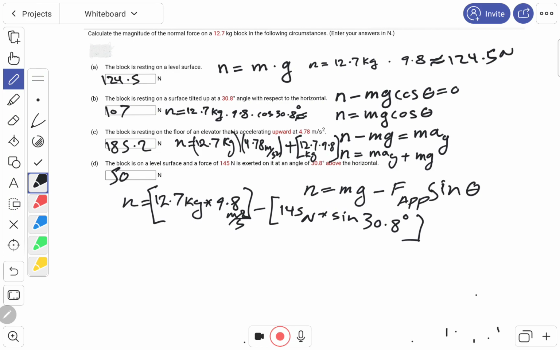Let's double check. Yes. So just pay attention, if it was telling that it's under the horizontal, I would have changed the sign of this 30.8 degree to negative. So pay attention to those words, upward and above, or downward and under.